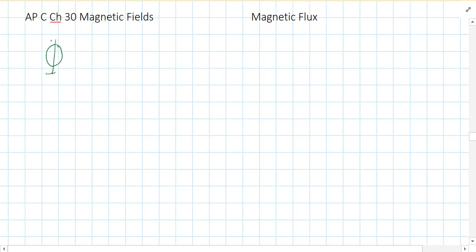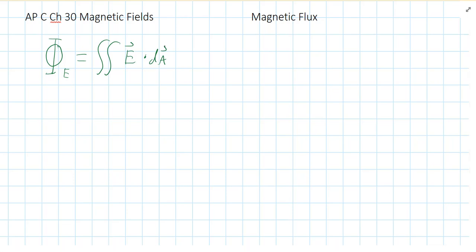Hey folks, in this video we're going to talk about magnetic flux. Now let me first refresh your memory about electric flux. For electric flux, the symbol is a capital Greek phi. Electric flux was equal to the area integral, a double integral of E dot dA. And then we had Gauss's law, which I'll come back to in a second, involving electric flux.